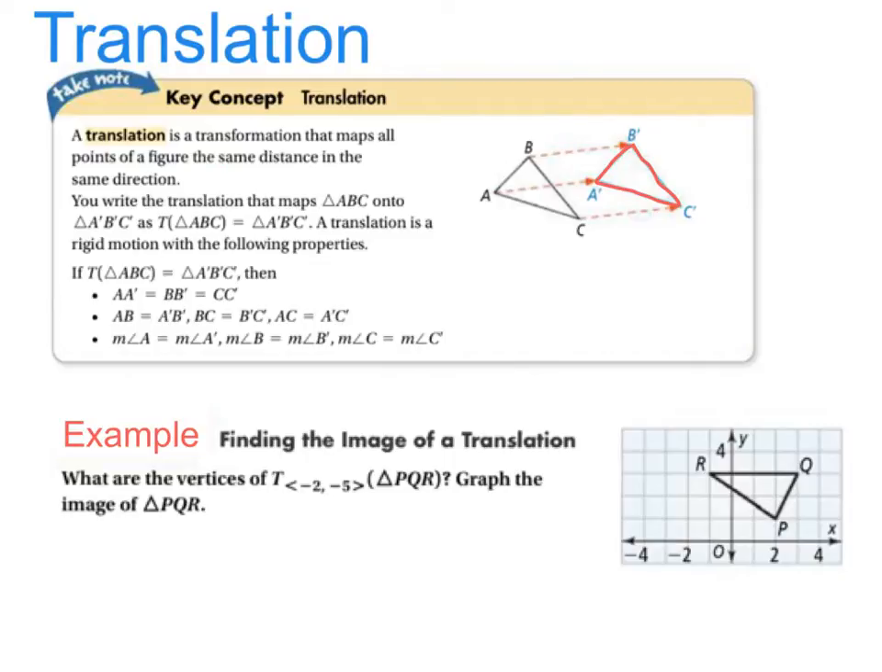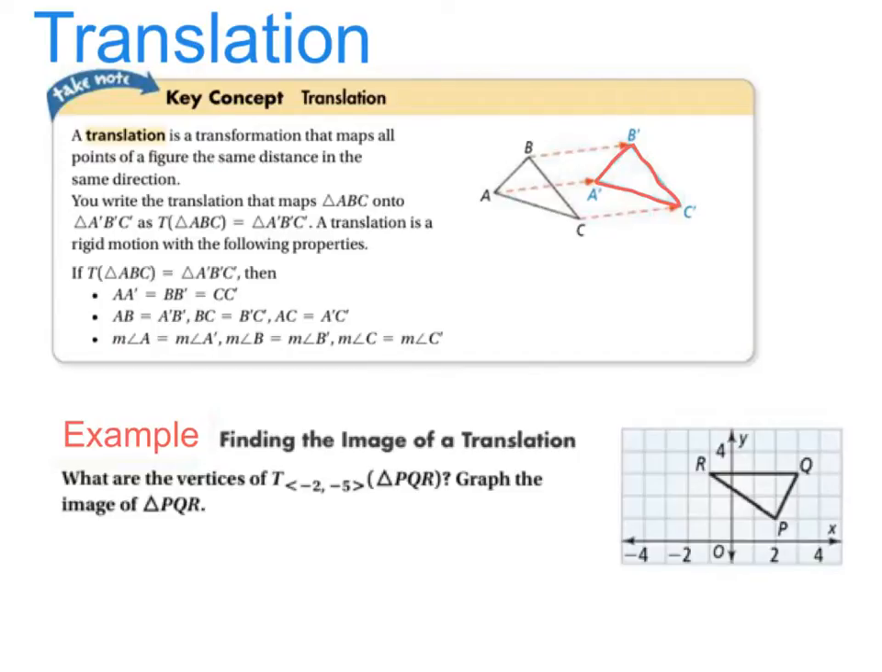And notice what's unique about translations is that if you were to take the length from any point to its image, so B to B prime, A to A prime, C to C prime, those lengths would all be congruent. That's what it's saying right here. A to A prime is equal to B to B prime is equal to the length of C to C prime.